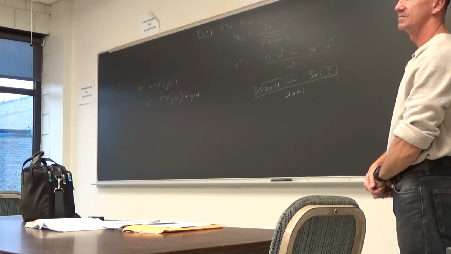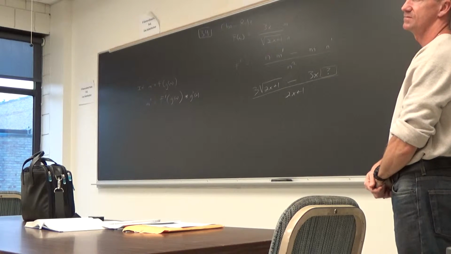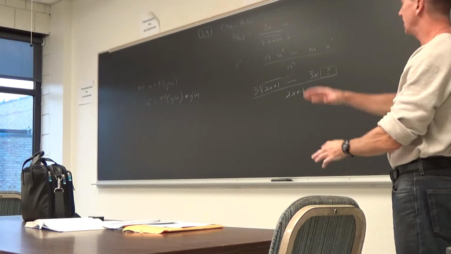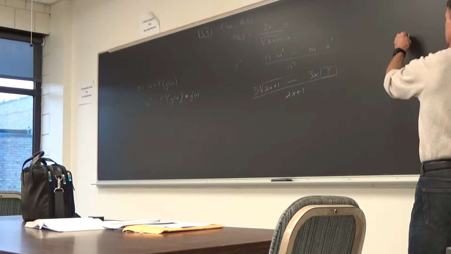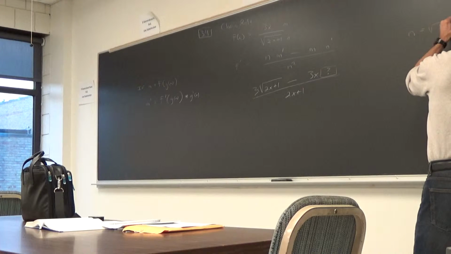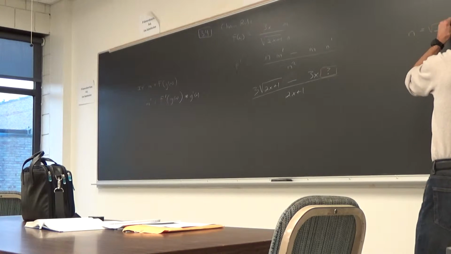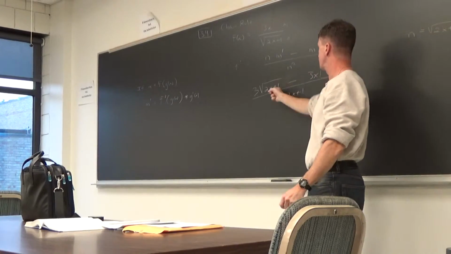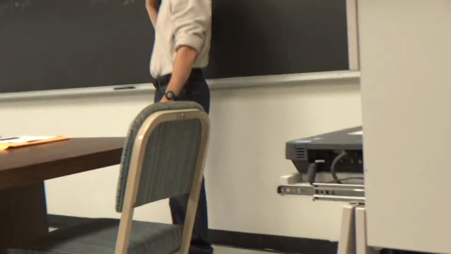N prime. And what rule do we use? Chain rule. Do you all agree? You may even go off to the side to figure out this N prime. N equals the square root of 2x plus 1, which means N is 2x plus 1 to the 1/2 power, right? So far, so good? I bet you all agree that was a piece of cake.